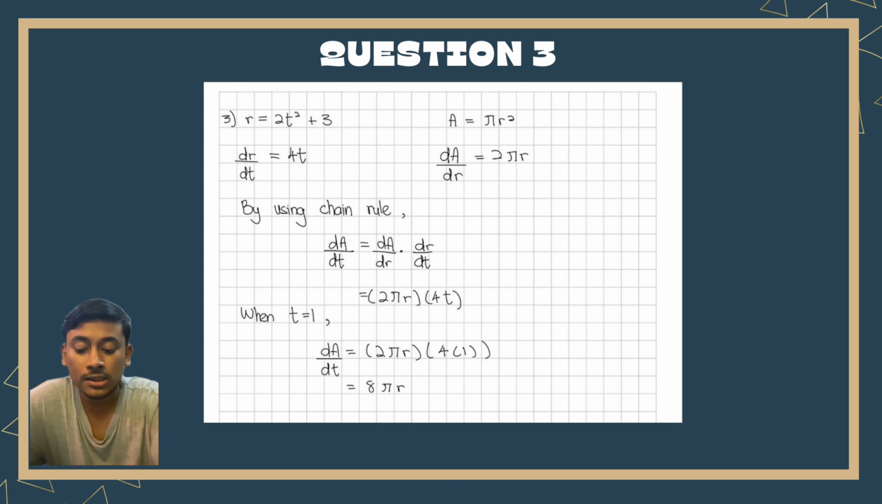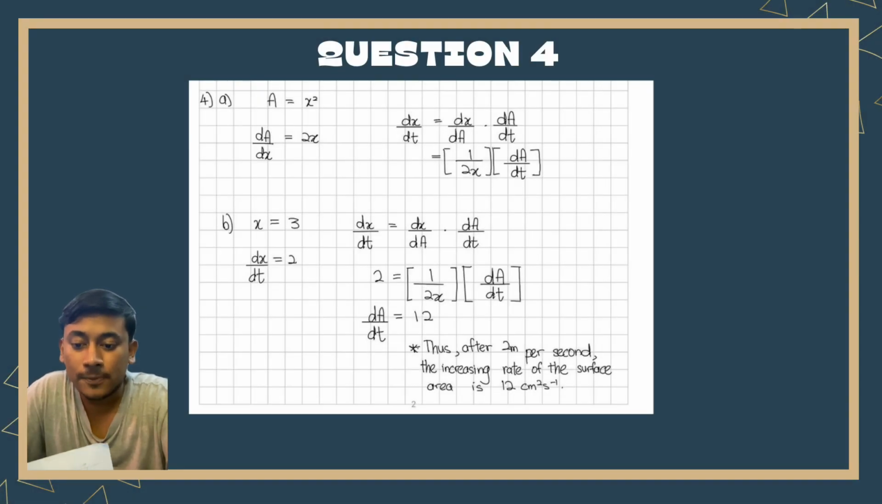Second, we differentiate A, and we got 2 pi r. And by using the chain rule, we got the equation dA over dt equals dA over dr times dr over dt. And we got the equation 2 pi r times 4t. Then we substitute t equals 1 into the equation, and we got dA over dt equals 8 pi r.